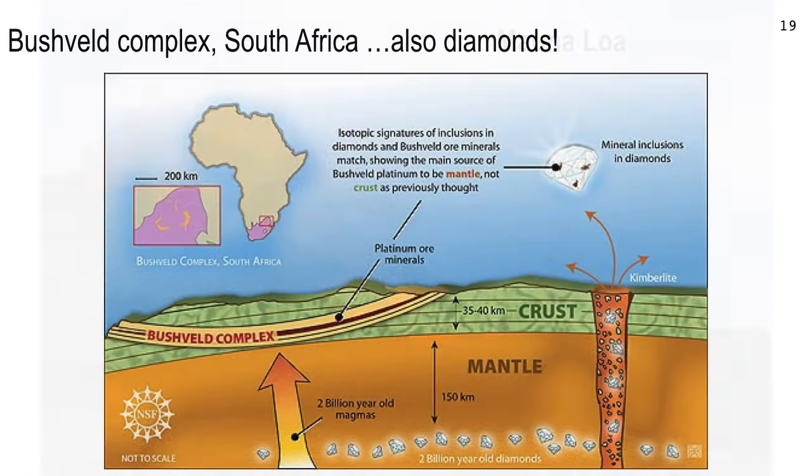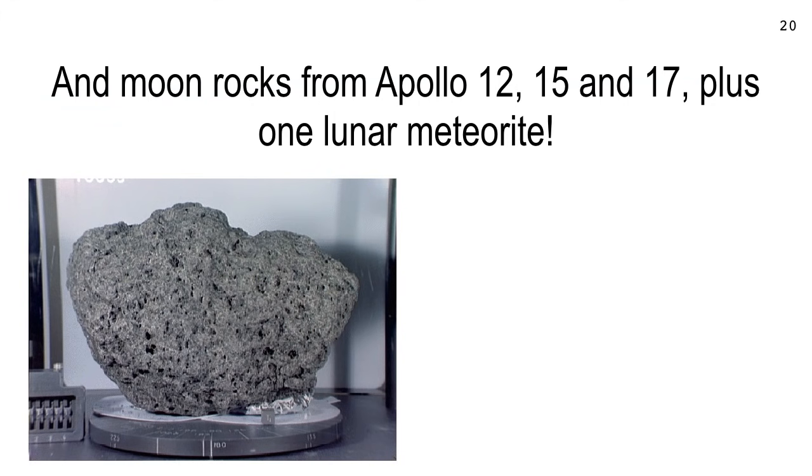The Bushveld complex in South Africa. Here's a little diagram. You can look it up. It also has diamonds in it, so it's kind of a cool geological formation. So we compare the oxygen isotope ratios to all kinds of things, and it's all the same neighborhood. So we take Apollo moon rocks, and they actually analyzed one lunar meteorite.